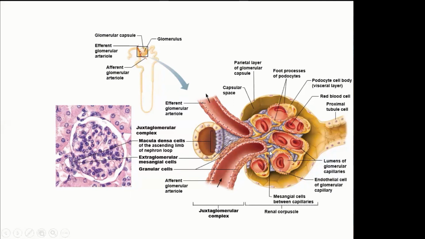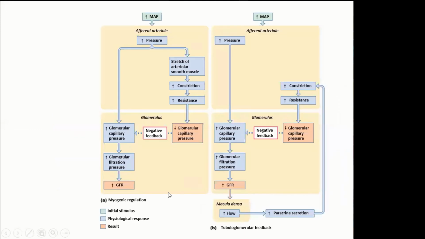So these mesangial cells are our third thing that could control the resistance of the glomerulus, so they could contract and cut off blood flow a little bit that way.